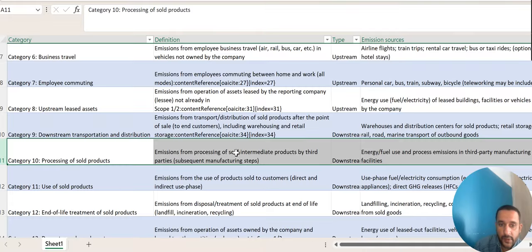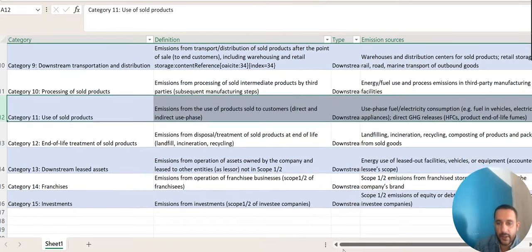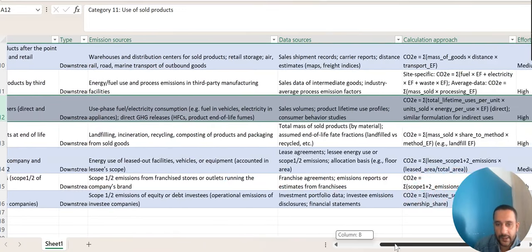Emissions from processing of sold intermediate products. Intermediate products is the keyword here, by third parties, in subsequent manufacturing steps. And use of sold products is a parallel category. If you're selling end products, then it covers emissions as a result of use of those sold products by the end customer. So just understand the definition, that's the first step.